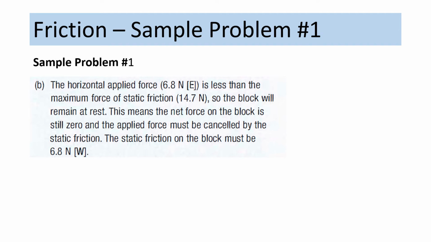Number B. The horizontal applied force, 6.8 newtons east, is less than the maximum force of static friction, 14.7 newtons, so the block will remain at rest. This means that the net force on the block is still 0, and the applied force must be cancelled by the static friction. So the static friction on the block must be 6.8 newtons west.